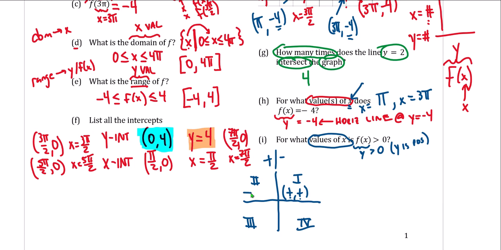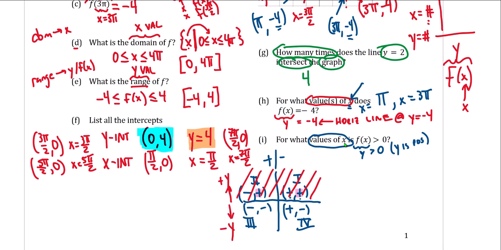In quadrant 2, we have negative x values and positive y values. In quadrant 3, we have both negative x and y values, both of the x-coordinates and the y-coordinates are negative. And then in quadrant 4, we've got the positive-negative scheme. All of our x-coordinates will be positive. All of our y-coordinates will be negative. So when a question is asking us about y greater than 0, well, y is greater than 0 in these two quadrants. In other words, we're talking about every part of our graph that is above the x-axis. Above the x-axis are positive y values. Below the x-axis are negative y values.